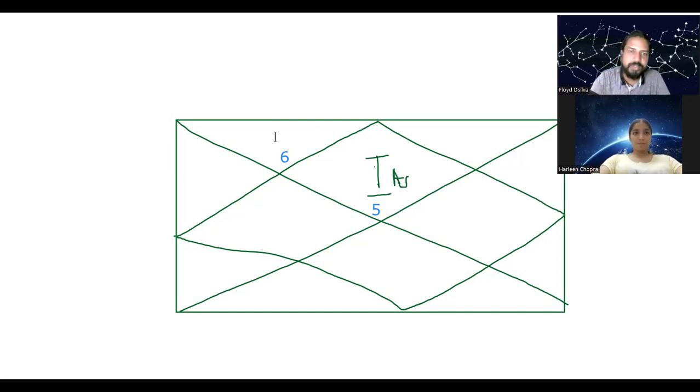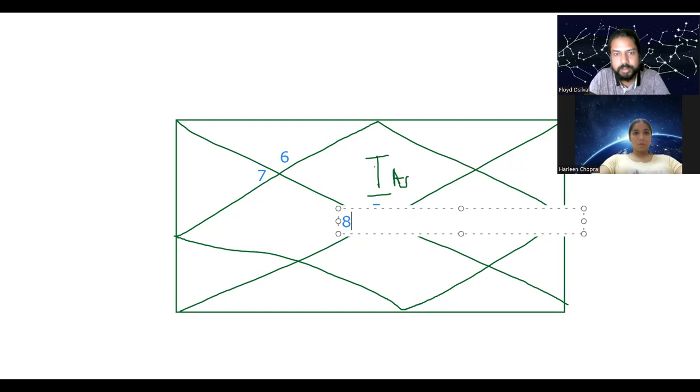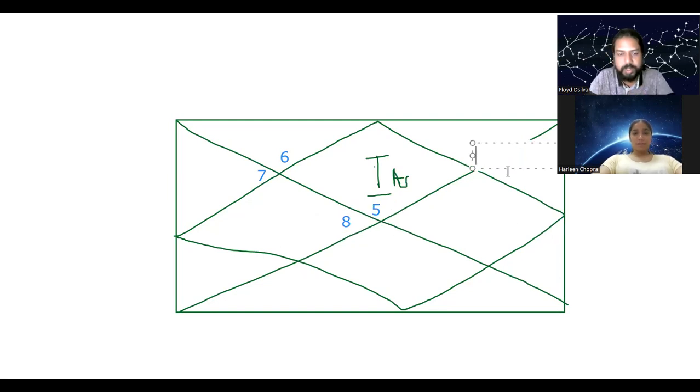And then the other signs will follow. 6 is Virgo, 7 is Libra, 8 is Scorpio, and then we go on doing this till we reach Cancer in the 12th house. We go on writing 8, 9, 10, 11, right? We go on writing.